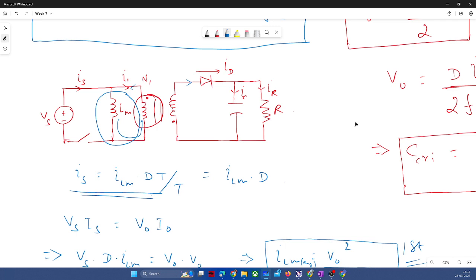The thing is, we are designing the magnetizing inductance here, and these two are the magnetizing inductance versus the transformer. The magnetizing inductance will decide how much energy it should store, right? And at the end of the day, we have to transfer that energy from primary to secondary, and that transfer can be done only through the transformer.